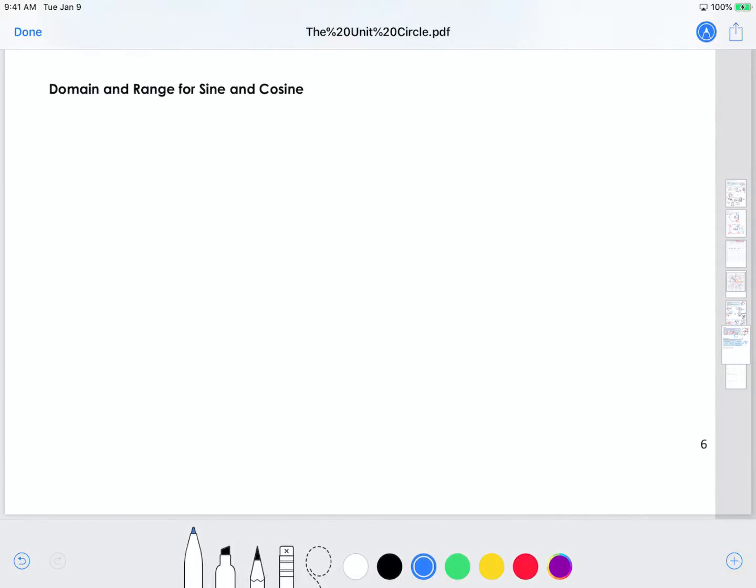Later, when we start graphing these, we need to be familiar with the domain and range for sine and cosine. So for the domain, and this is for both sine and cosine, the domain are the values that you plug in, your inputs. So I would plug in my angle. I can plug in an angle that is negative. I can plug in an angle that's positive. I can plug in a 0 angle, whether it's 0 degrees or 0 radians.